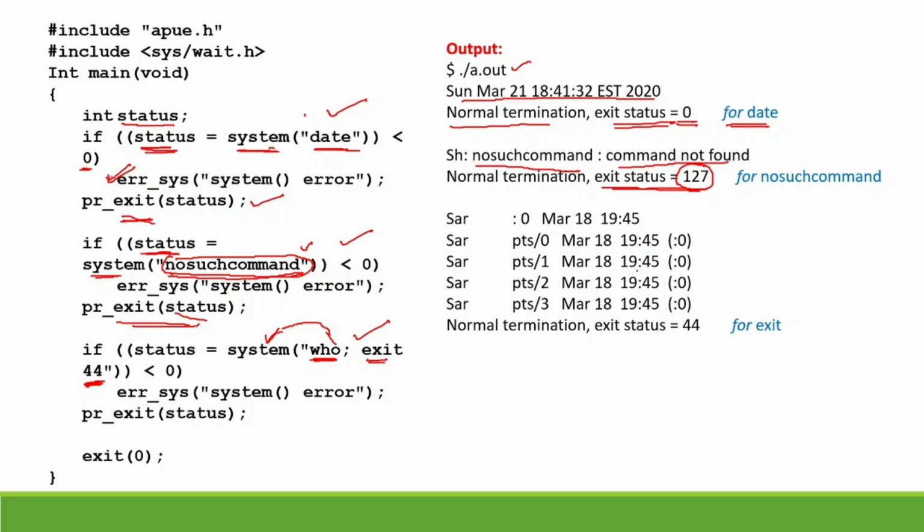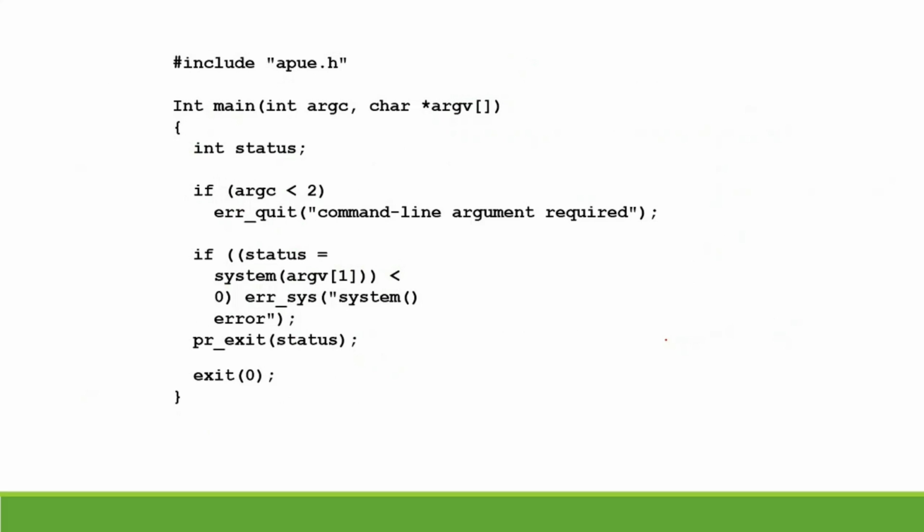And finally the output of the who command, and the exit status value as previously said is 44. I am talking about this exit, who and exit. Okay, we'll see one more example.